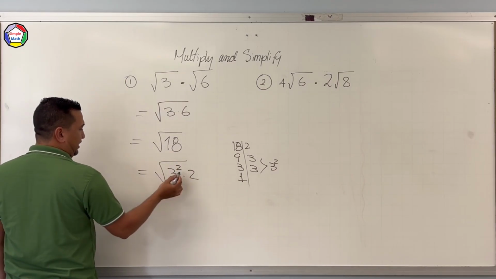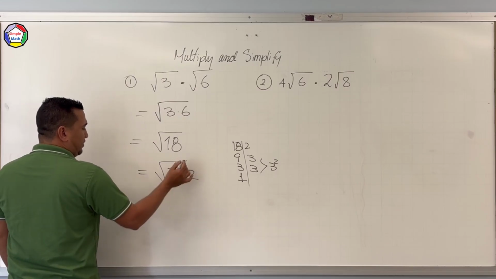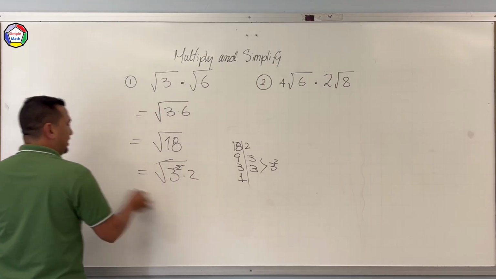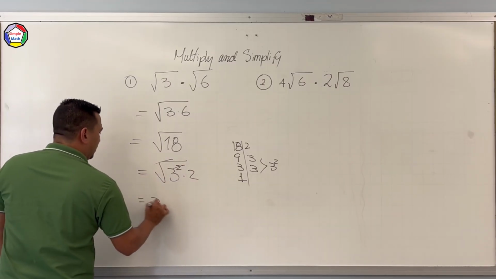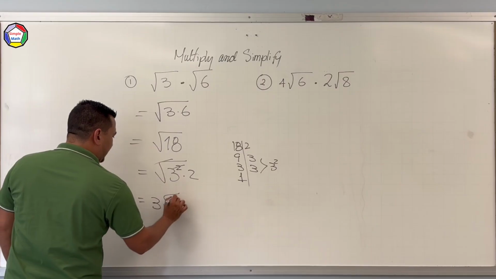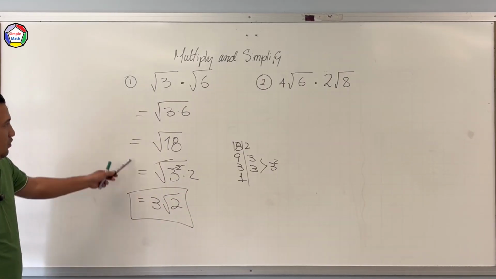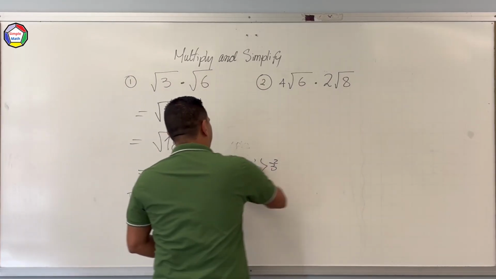Remember the property, if we have something inside the radical that is the same as the index, we can take that thing out. So the final answer is going to be 3 square root of 2. Yes, in the simplest form, because it says simplify.